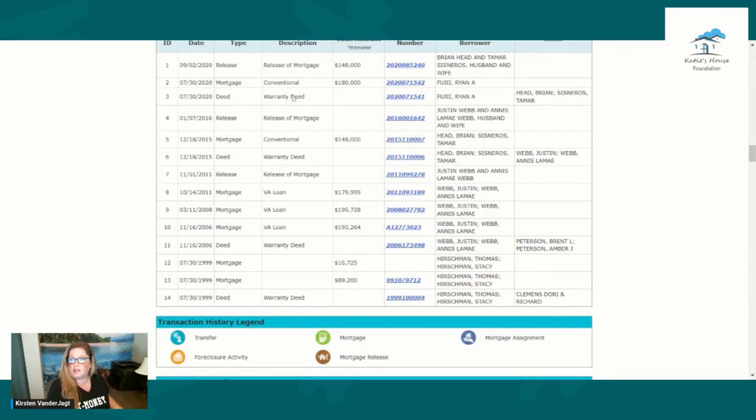Also, what kind of financing do they have? So is it private? Is it VA? Is it a HELOC? Is it an interfamily transfer through trust?